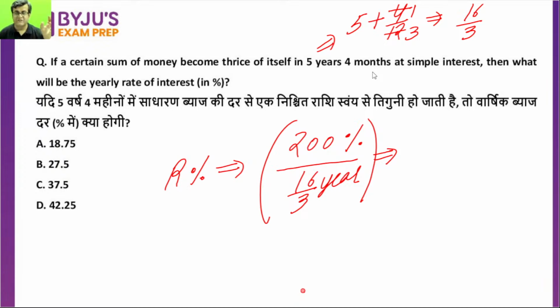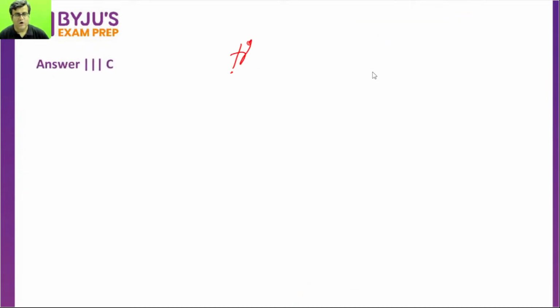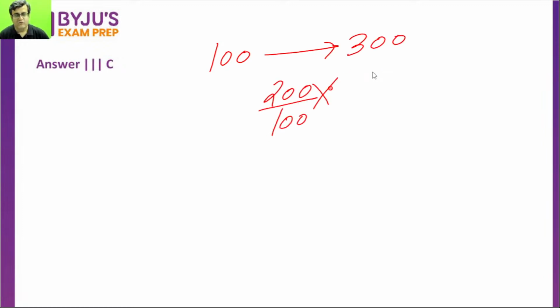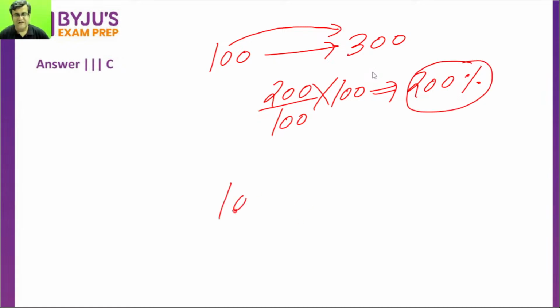Divya, beta, I explained a number of questions on this. I told you, if money becomes thrice, 100 becomes 300. So 200 is the interest. 200 by 100 into 100 will give you total rate as 200%. If money becomes 7 times, how much percentage will the rate be? 600%.